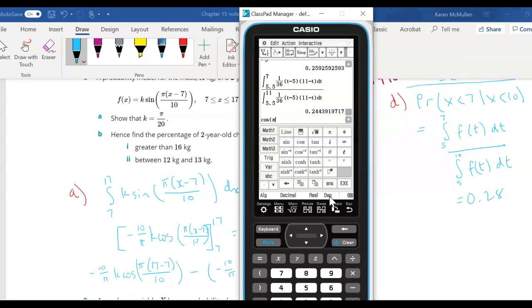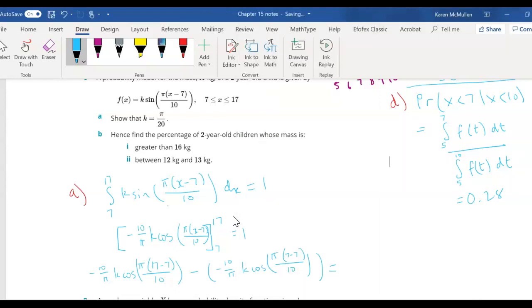Cos pi, I don't want to be in radian. Negative 1. Oh gosh. And then cos 0 is 1. Of course it is. Okay. All right, so we've got negative 1 here. So we're going to have negative 10 pi k times negative 1. So the cos 17 minus 7 gives you 10. So 10 pi on 10 leaves you with pi. So cos pi is negative 1. That's where that negative came from.